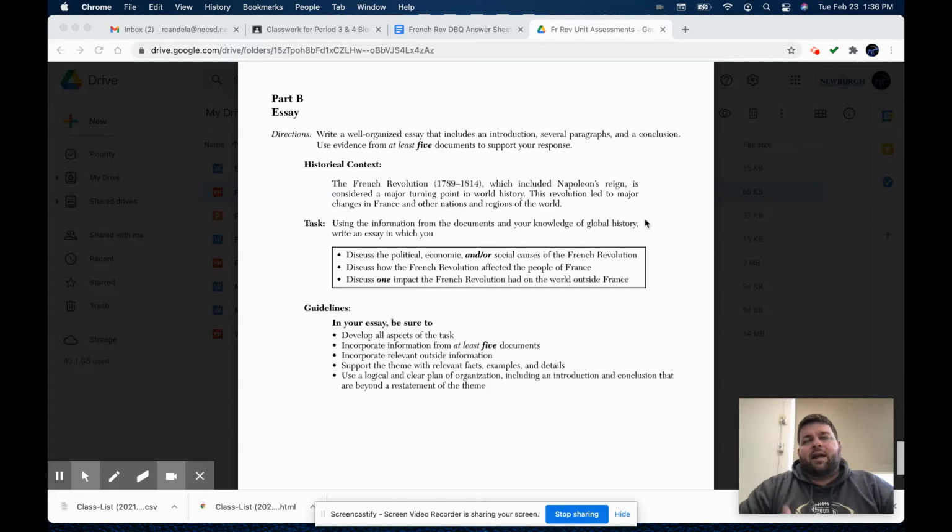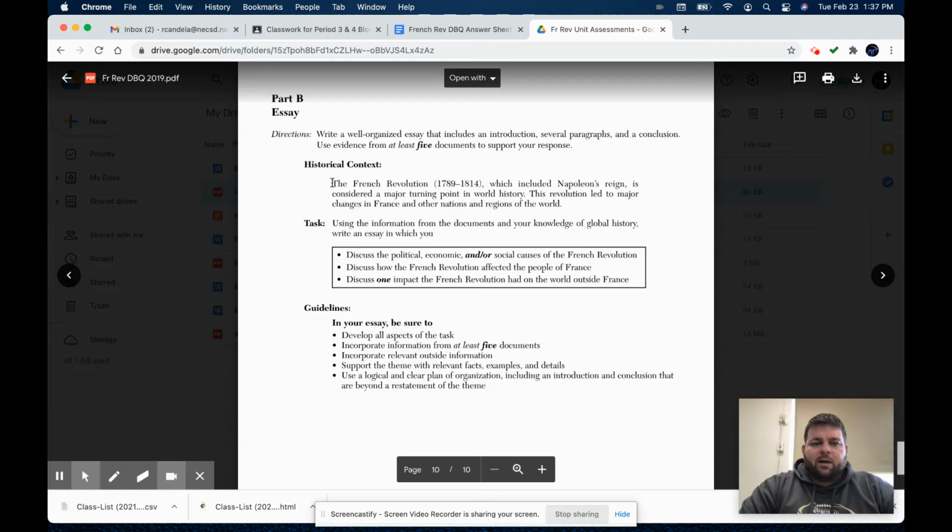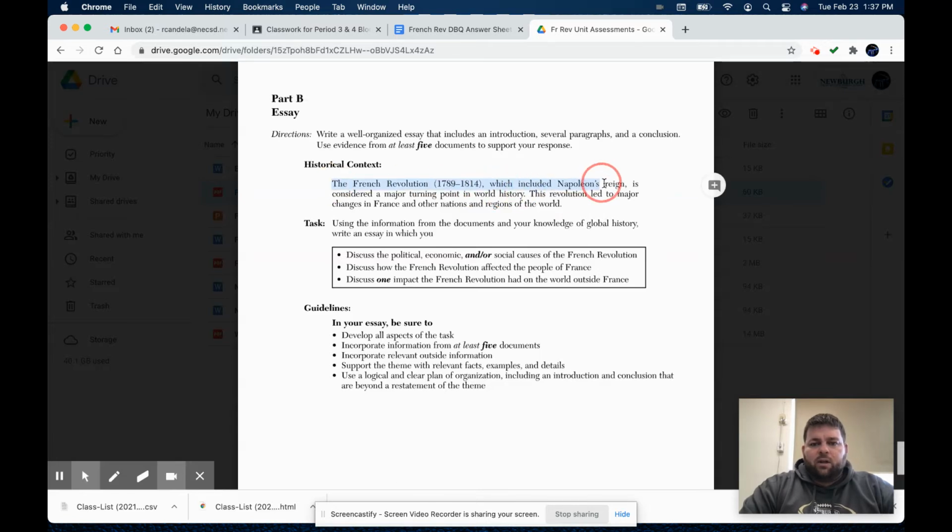We've talked about the Haitian Revolution. We've talked about Simon Bolivar and Jose de San Martin. So all of those things kind of count as impacts outside of France. So just to bring to your attention, the other thing that we talked about with regard to this topic is Napoleon, and they are considering Napoleon as part of the actual French Revolution here for our purposes in this essay, just so you are aware.